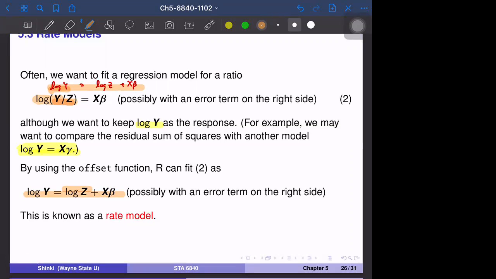And possibly the model has some error term. If the model is, for example, a binomial logistic model, then we don't have an error term, but in the usual linear model we have x beta plus epsilon. So possibly there is an error term on the right-hand side.